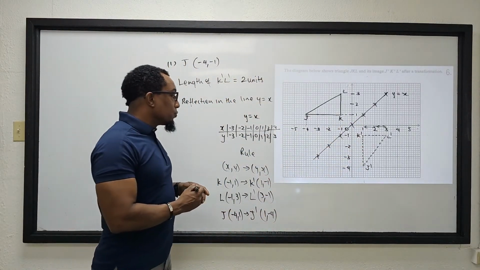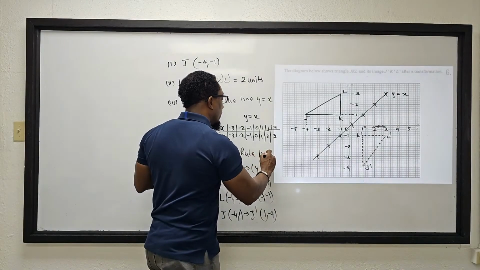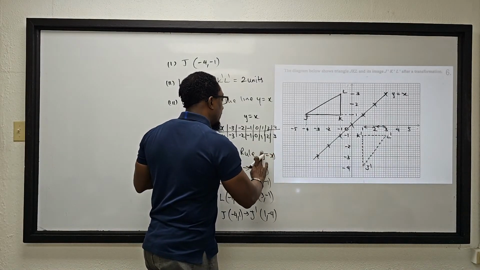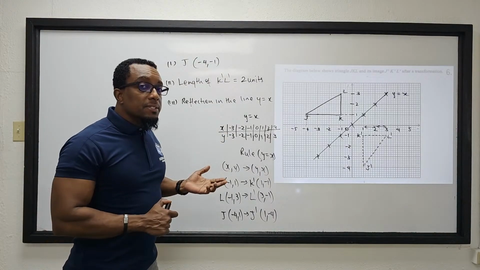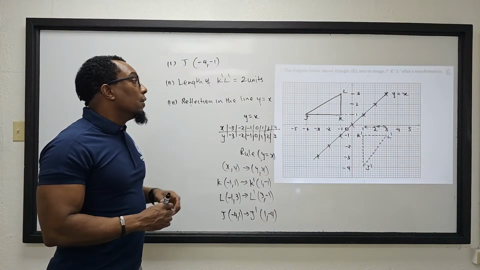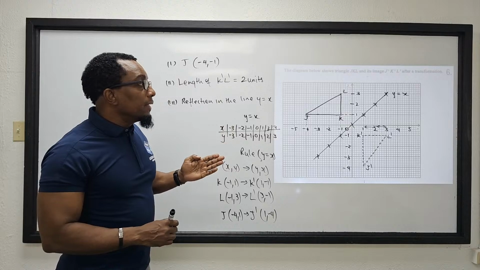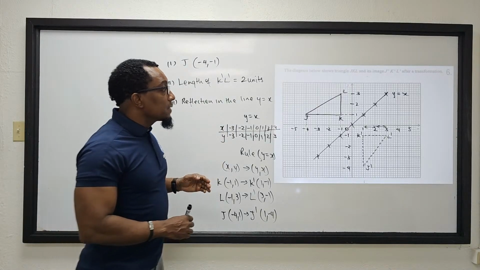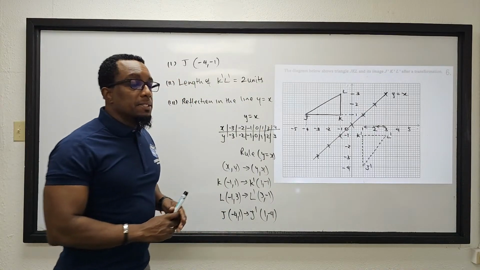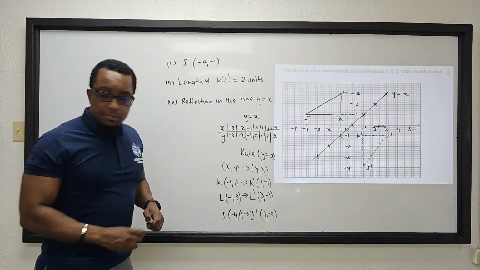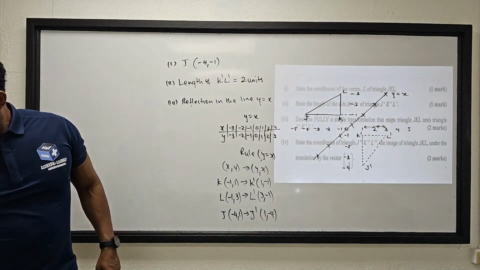So we can use this rule for reflection in the line y equal to x, just to confirm that it is that form of transformation. Or, if not, if you plot your points for the line y equal to x, you can clearly see reflection taking place about that line. Yeah? So let's look at the next part of this question.